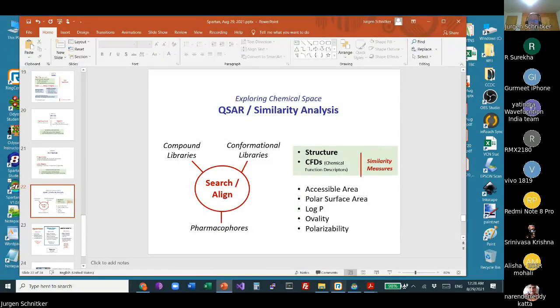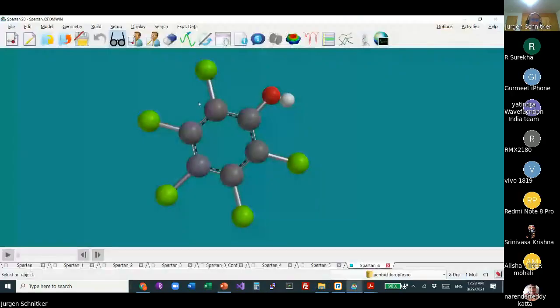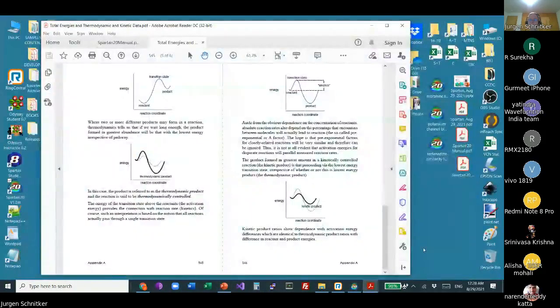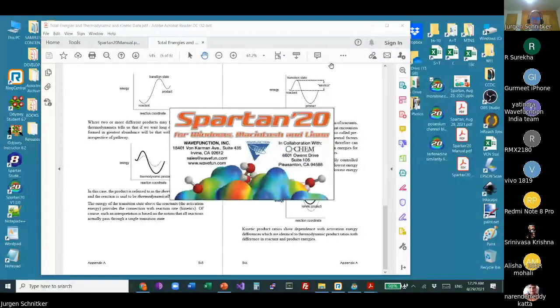Okay. So I want to generate a compound library, by going to generate a similarity library and do a similarity analysis. So I'll go to Spartan, and my prop is going to be the morphine molecule, which is the subject of a tutorial in the Spartan manual.